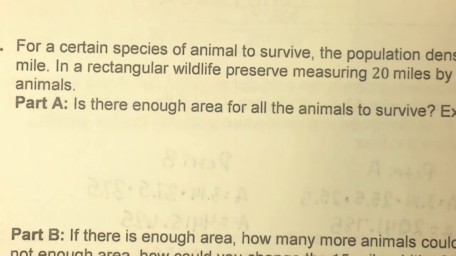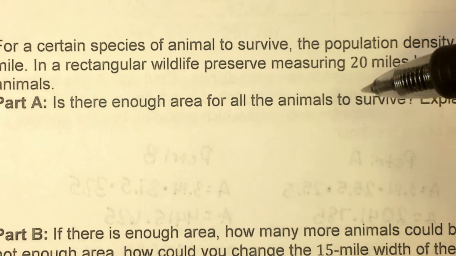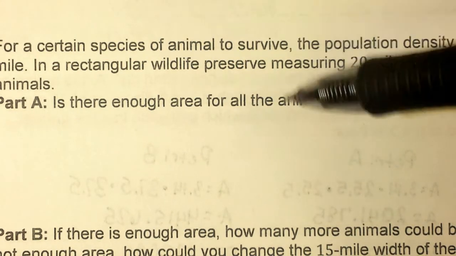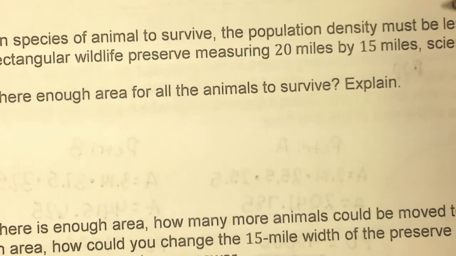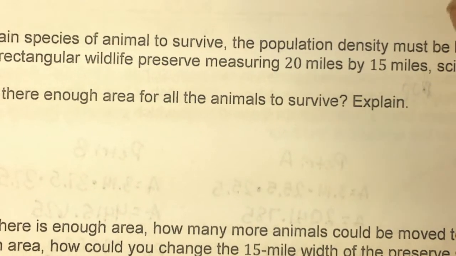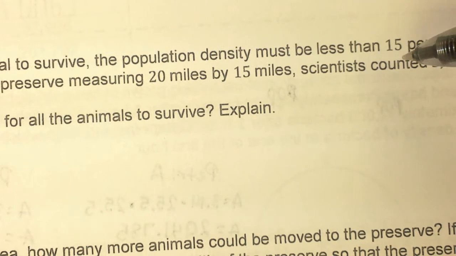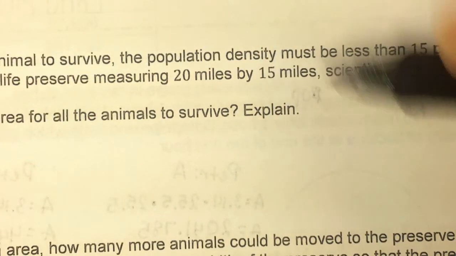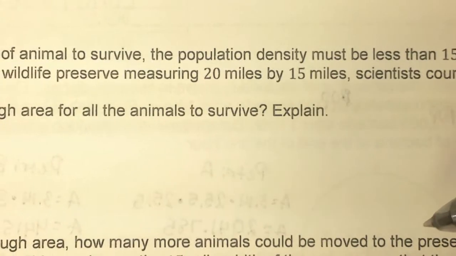First, you need to figure out what they asking you for. Is there enough area for all the animals to survive? You're not looking for area though. They gave you area. You're looking for the population density, and you're gonna weigh that against what they say the maximum population density is, which is 15. Actually, it's not even 15. It's less than 15. So it has to be anything less than 15. 14.9, 14.99999. Just can't be 15.